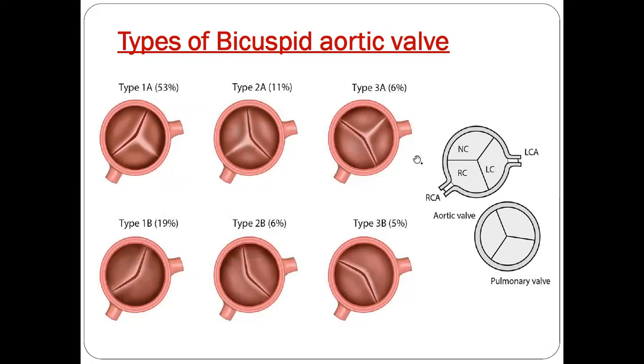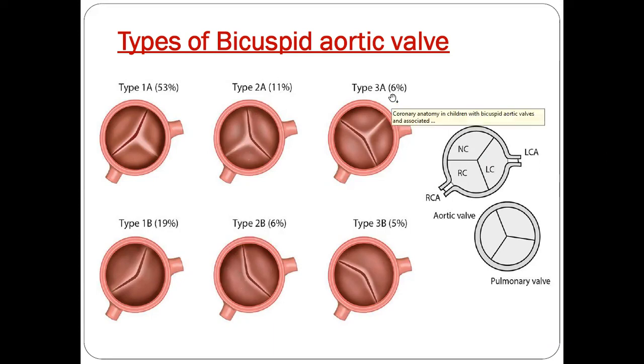And type 2A, which is formed by the fusion of the right coronary and the non-coronary cusp, is seen in around 11% of the population with raphe predominant. And fusion of right coronary with non-coronary with the absence of raphe is type 2B, which is 6% prevalence.